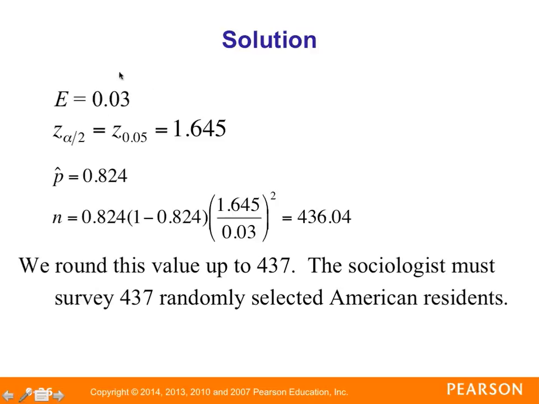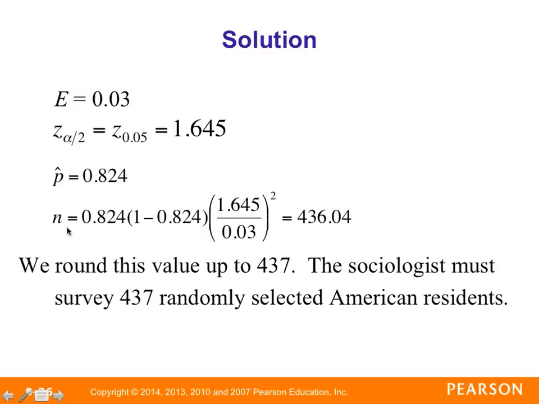The margin of error is that she wanted it within 3 percentage points, so your margin of error is 0.03. And then Z alpha over 2, in our case, it was a 90% confidence interval. If you remember, 90% confidence goes with alpha equals 0.1, because that goes with 10%, but we always have to divide that by 2. So really you have Z 0.05, which is 1.645. Your P hat, the prior estimate that we're using, is 0.824, from that census survey.